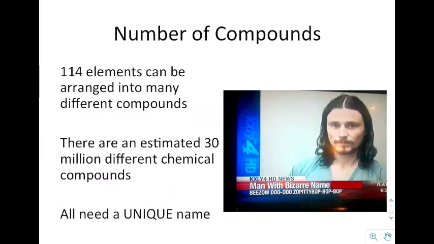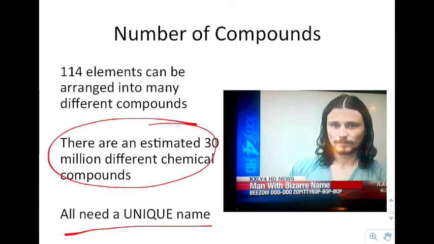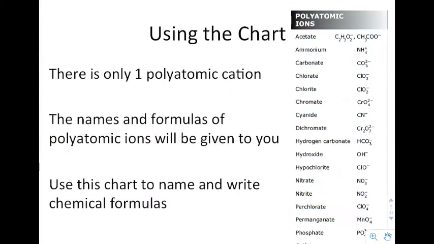So, the number of compounds. 114 elements can be arranged into many different compounds. There are an estimated 30 million different chemical compounds, and all of them need a unique name. Because if you mean sodium hypochlorite, and there are 3 or 4 different things that fall under the name sodium hypochlorite, it won't work. So you need to be aware of that.